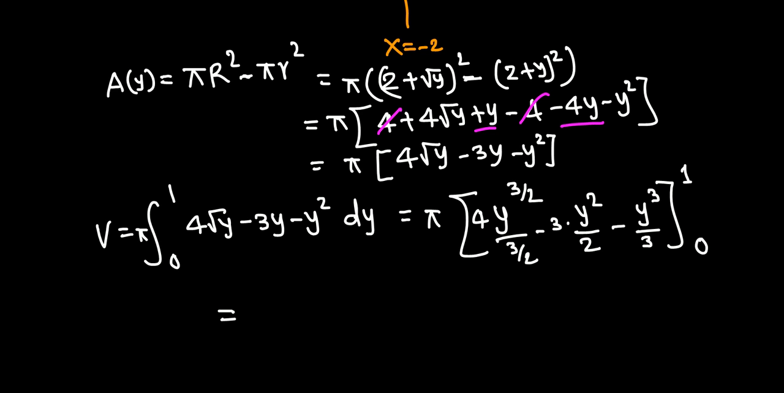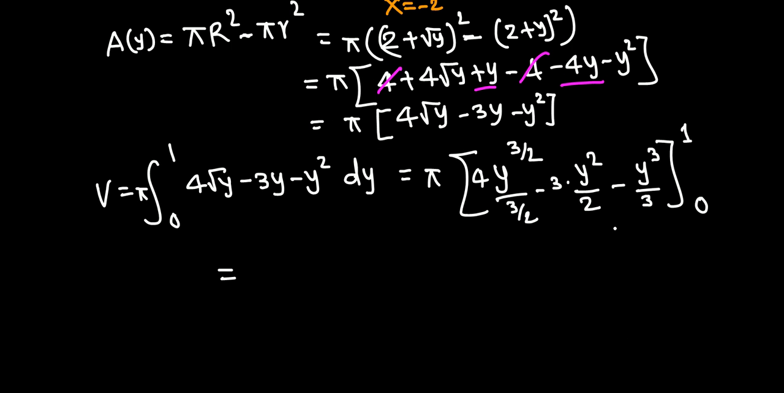Now we're going to evaluate this function at the upper limit minus the lower limit. The lower limit is 0, so when we plug in 0, everything will be 0, so no need to worry, just evaluate at the upper limit. Pi is outside. 1 raised to any positive power is 1, and 3/2, when we move it to the top, becomes 2/3, so 4 times 2/3, 8/3, minus 1 squared is just 1, so 3/2, minus 1/3. That's the answer.